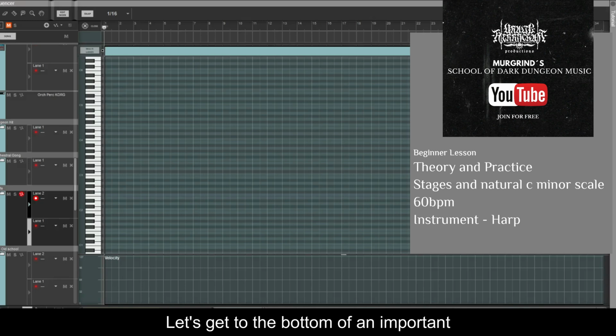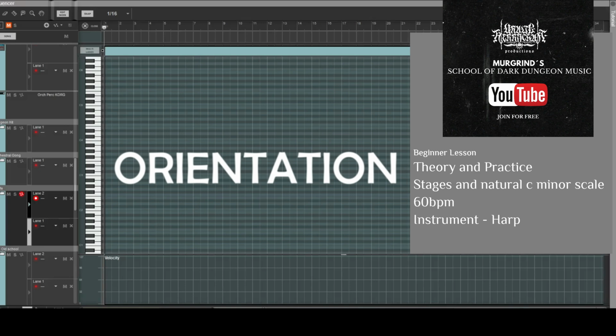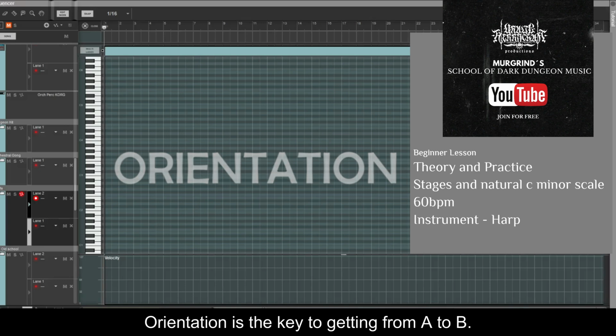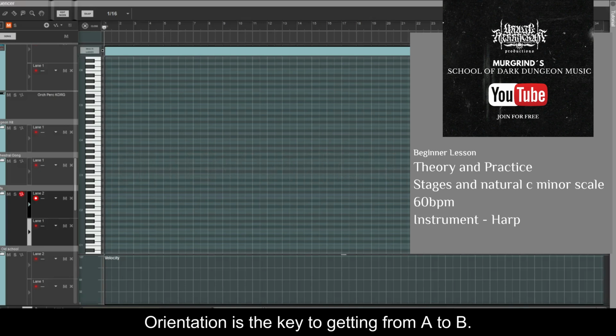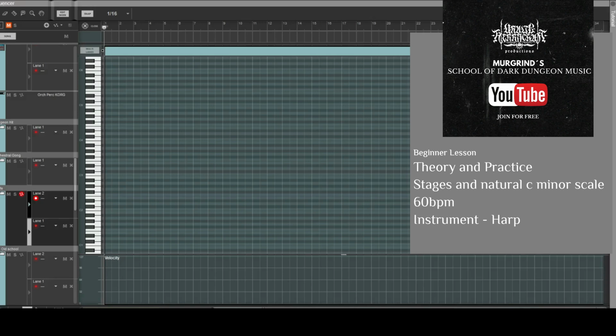Let's get to the bottom of an important point of understanding. What is music theory good for anyway? What do you need it for? Quite simply. First and foremost, knowledge of certain music theory concepts gives you orientation. Orientation is the key to getting from A to B. If you don't know where you are, then everything is on a trial and error basis and cannot be replicated. You always have to start from the beginning.